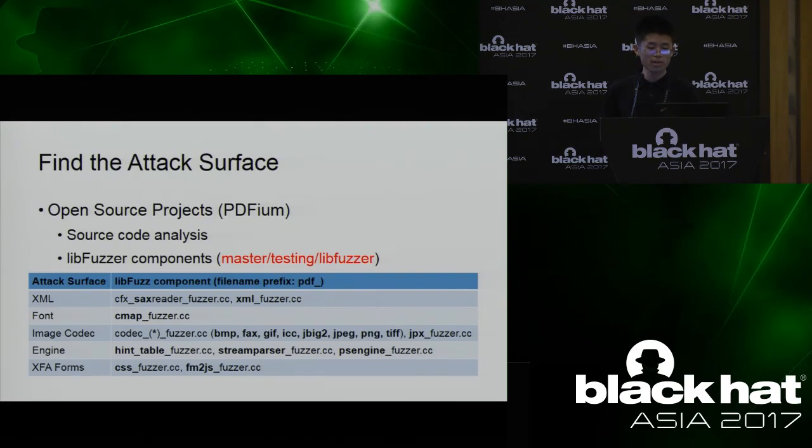But here, PDFium itself ships nearly 20 official fuzzers. We can find the fuzzers under the testing libfuzzer directory. The fuzzers cover the following fields, including XML, fonts, images, engines, and forms. Now you don't have to read the boring standard documents. You can just analyze the source code of the libfuzzer components here.